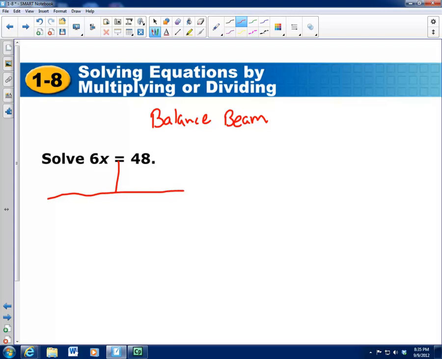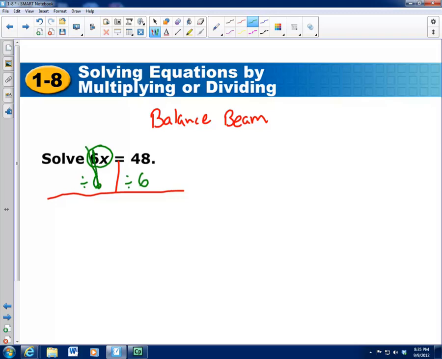Now we need to take a look at whatever number is touching our variable, which in this case is 6x. Now remember, anytime you have a variable stuck to the number, that means we have to multiply. So we need to undo the multiplication. This question is saying 6 times what equals 48. In order to eliminate this, to cancel it, we have to divide by 6. So we have to do the opposite.